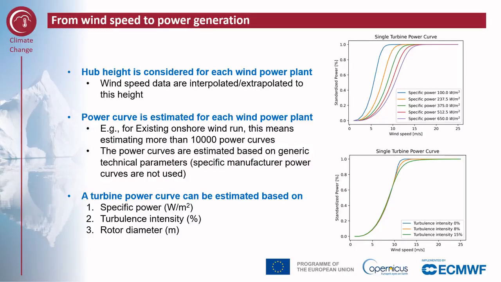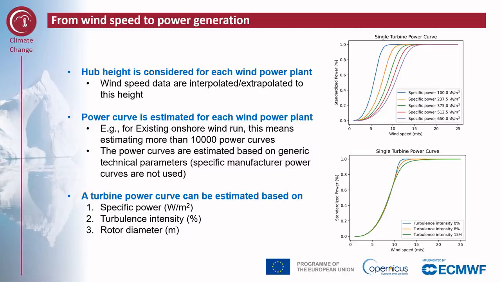And here we can note that when modeling the existing onshore wind installations in Europe, we have more than 10,000 wind power plants. So we also estimate more than 10,000 power curves. These are generic power curves based on generic technical parameters. We do not use specific manufacturer power curves.